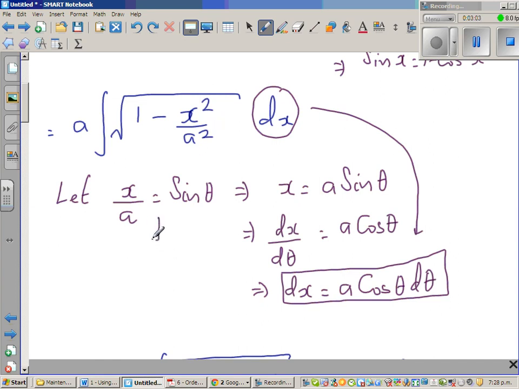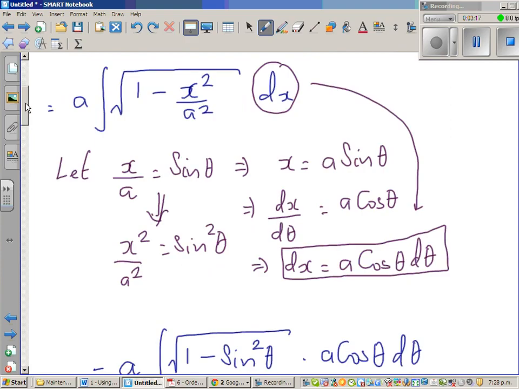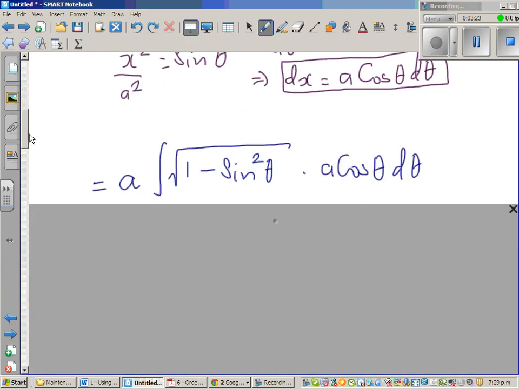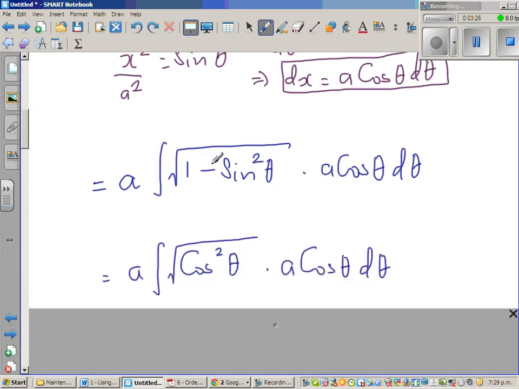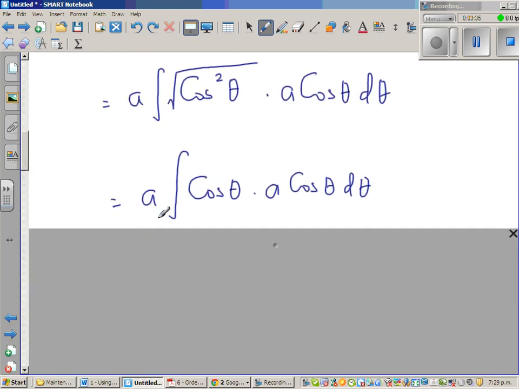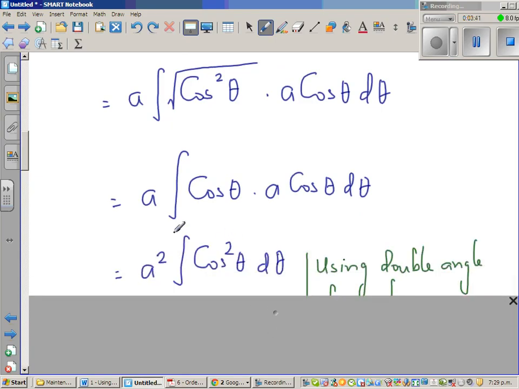So x squared over a squared is nothing but sine squared theta. I've done all the steps so that I don't waste time in writing them down. So this becomes a times the square root of 1 minus sine squared theta times a cos theta d theta. This is nothing but a times the square root of cos squared, since 1 minus sine squared is cos squared, and the square root of cos squared is cos. So this is pretty simple. So a times cos theta times a cos theta d theta. This is a times a, which is a squared cos squared theta d theta.